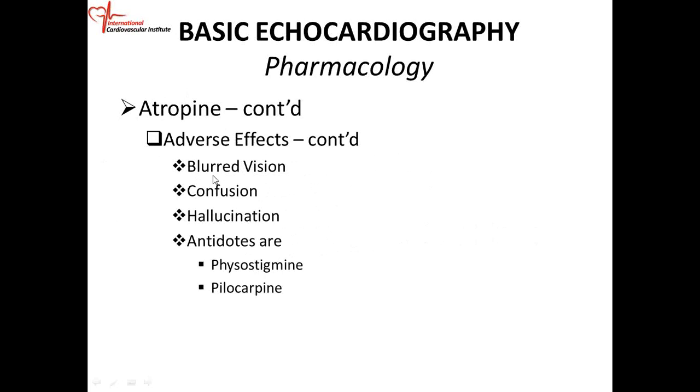It may cause blurred vision, confusion, hallucination. The antidote for atropine is physostigmine and pilocarpine. So you know that.